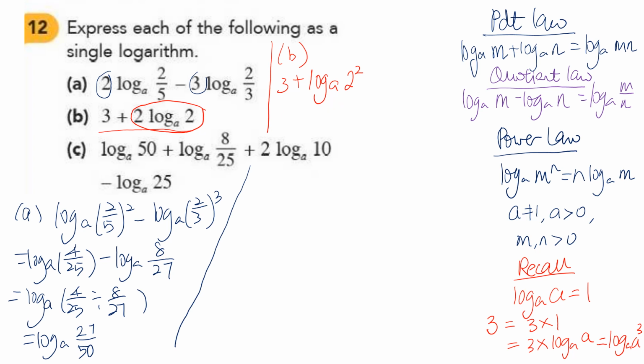Okay, so let's go back to the original question. So that means I can write 3 as 3 log base a a. 2 squared is 4. And then I'm going to bring the 3 up. That will give me log base a a cubed.